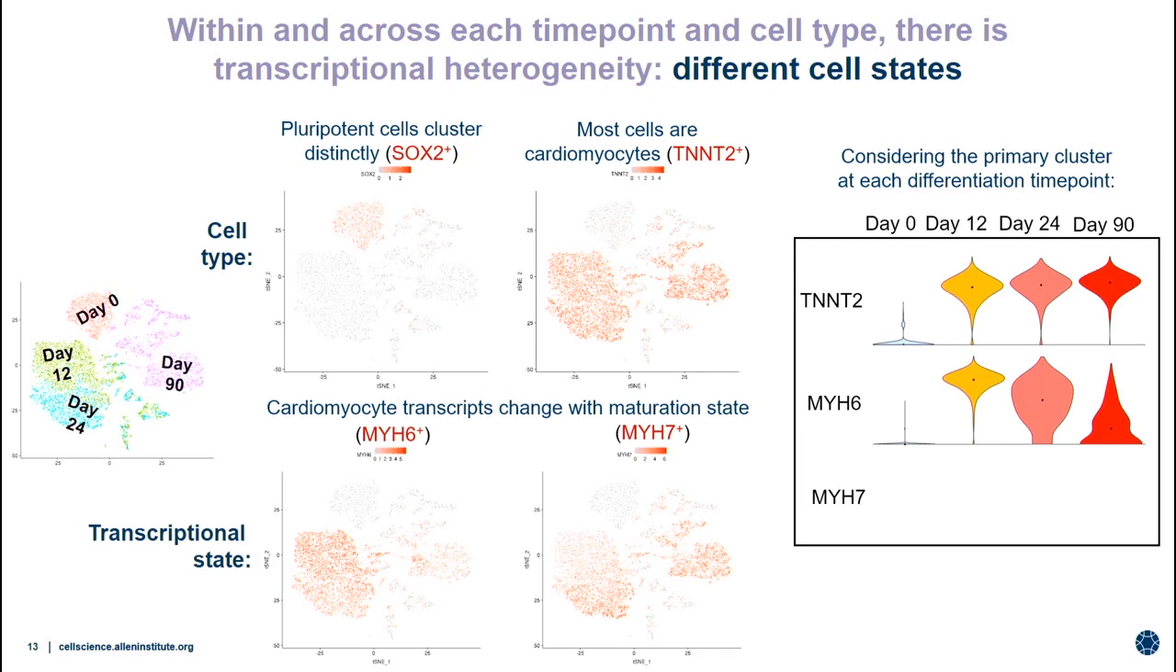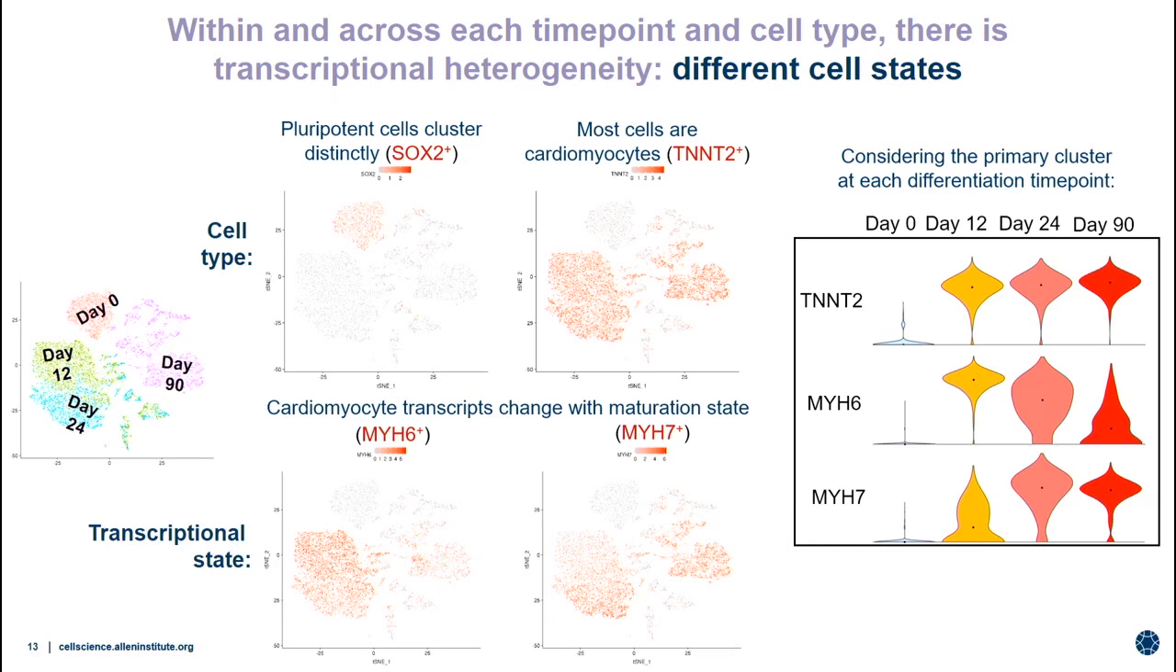MYH6, which is expressed earlier on in differentiation, has high expression at day 12, and then you can see that the expression levels go down with age. This is contrasted with the expression of MYH7, which is expressed lowly early on and then goes up later. So it's an example of known genes that we know would change expression over time, and this is one potential way to classify what's going on transcriptionally in the cells.